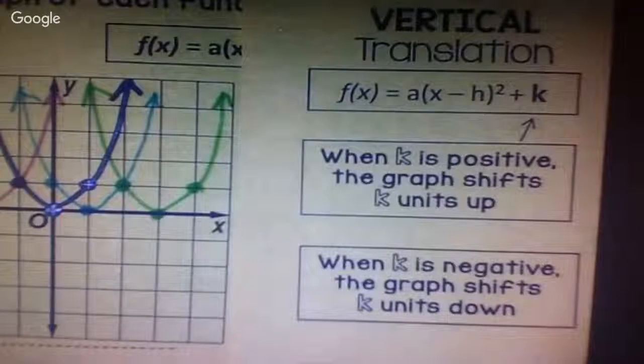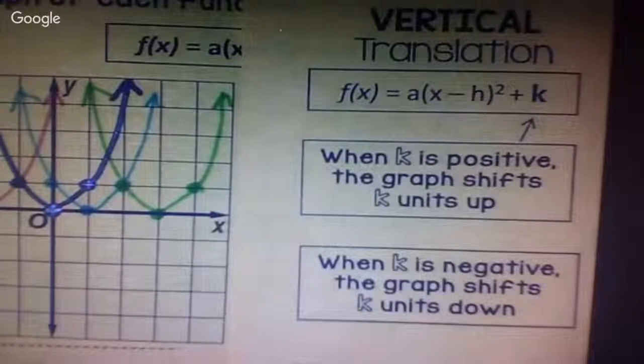Okay. So take a look where your K is. Your K value is outside of the parentheses. So is it with my X? No. Which means it affects my Y value. Anything that is outside of the parentheses affects my Y value. So K is either going to move my graph up or down. If it's plus K, it moves it up. If it's minus K, it moves it down.